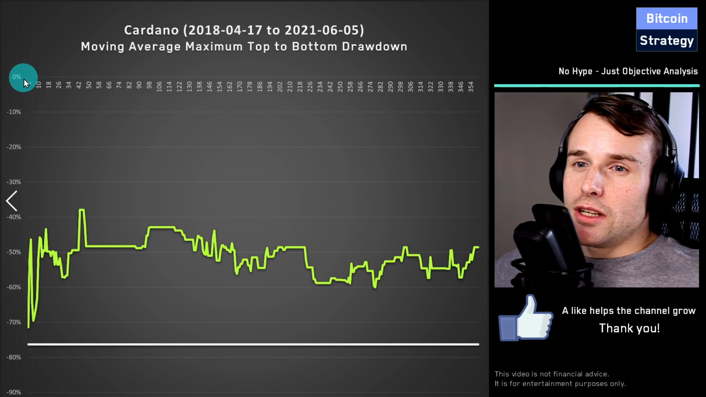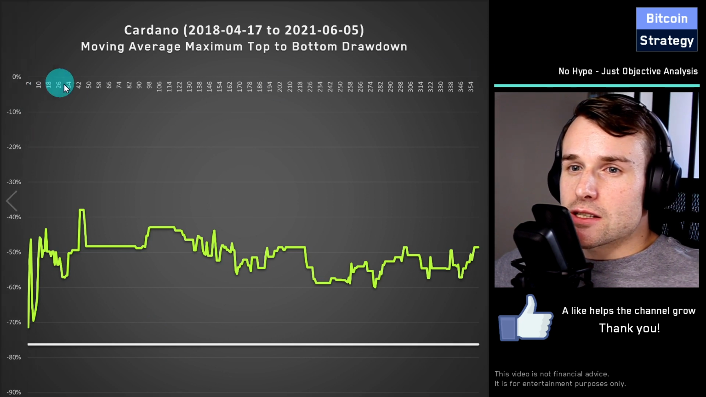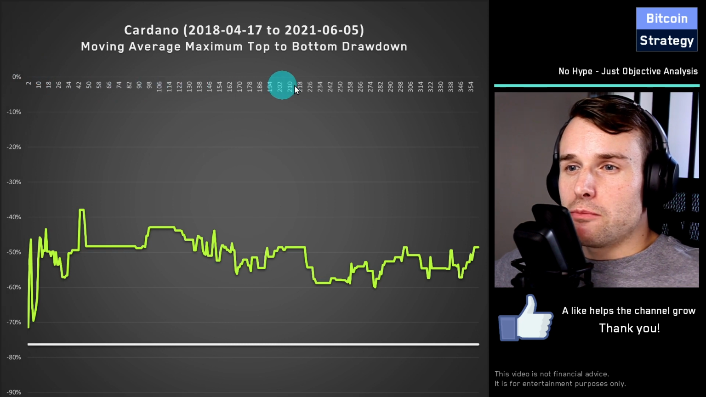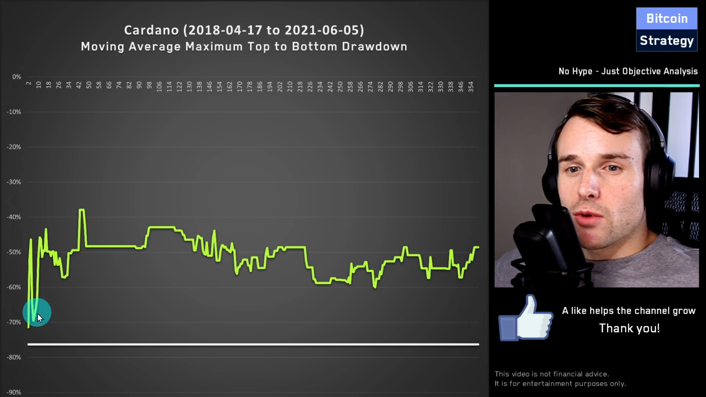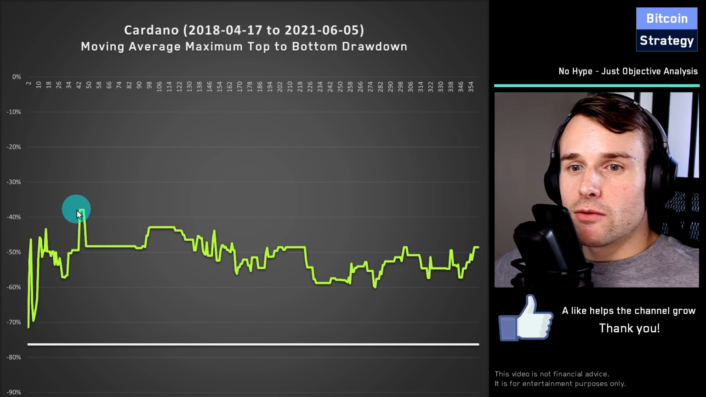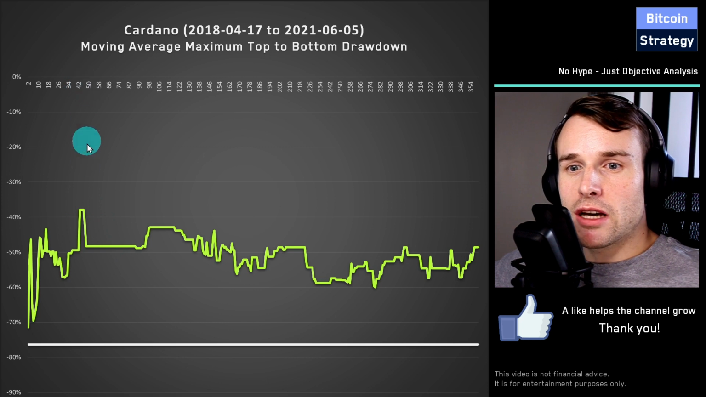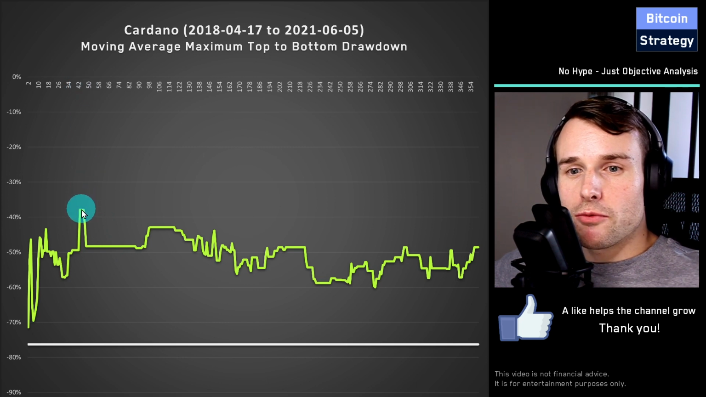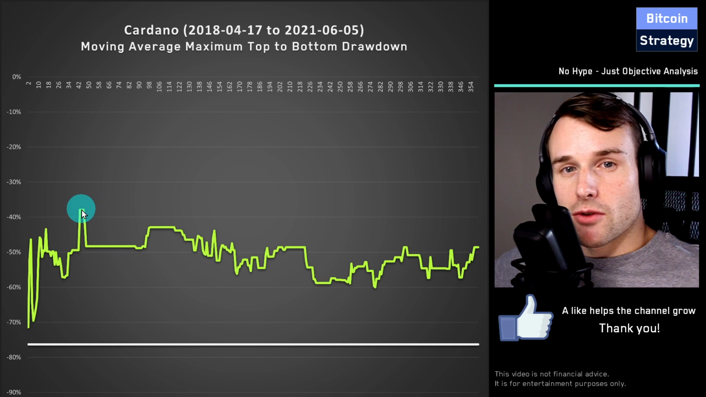What you see over here on this x-axis is the moving average. So this is the result of 259 backtesting simulations from the 2-day moving average all the way to the 360-day moving average. And what you can see here as the green line is the maximum drawdown when trading Cardano according to a moving average. So say over here, if we take one of those moving averages that are between the 40 and 50-day moving average, our maximum drawdown would have been less than 40% from top to bottom.